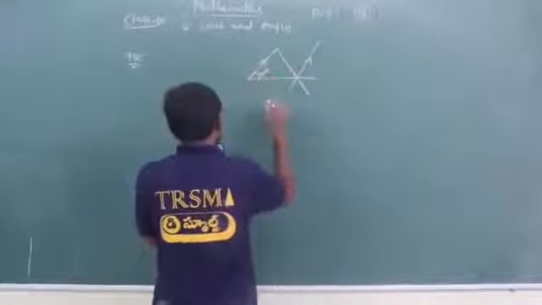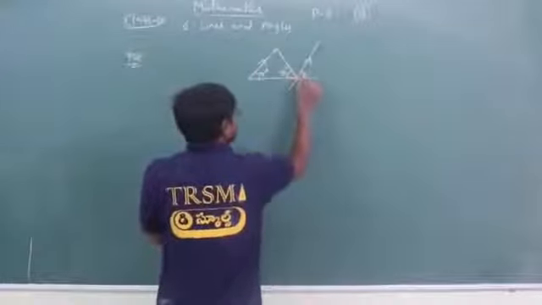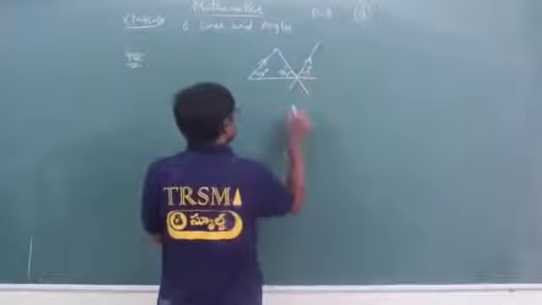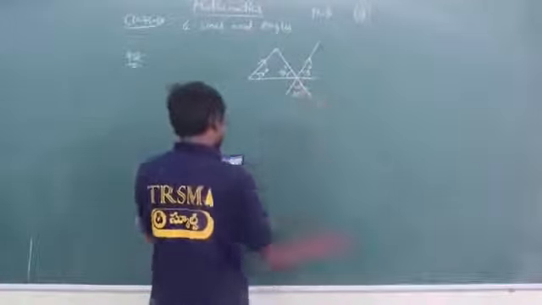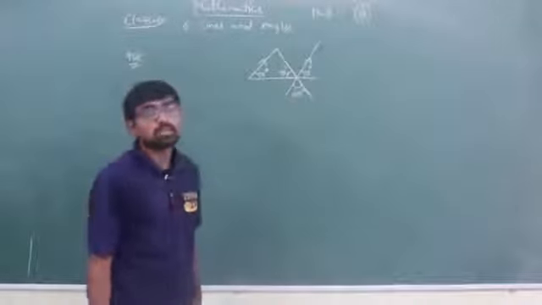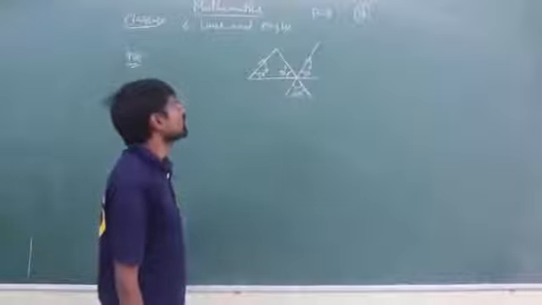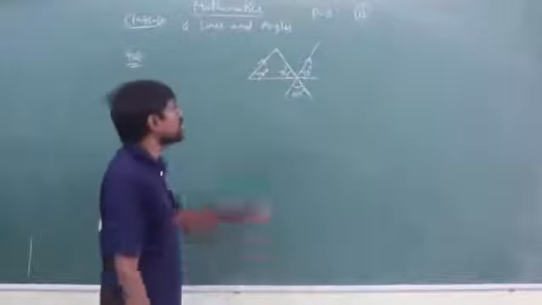So here it is x degree, here it is 35 degree, and here we have 105 degree angles. So here also he asked to find the value of x and y. You can see here you are getting one triangle, isn't it? And here we have two parallel lines.